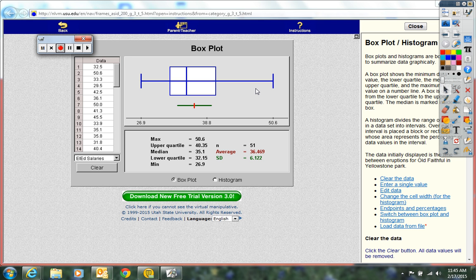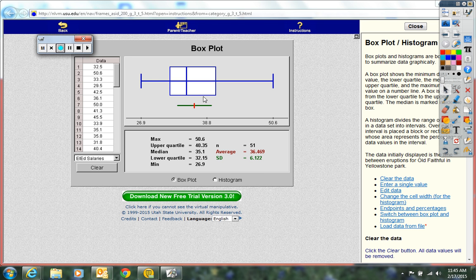When you look at a box and whisker plot, the edges represent your minimum value and your maximum value, and that's recorded down here. It says our max should be 50.6, and when I look at this, yes, it tells me the max is 50.6. The minimum should be 26.9, and when I look down here at minimum, yes, 26.9.